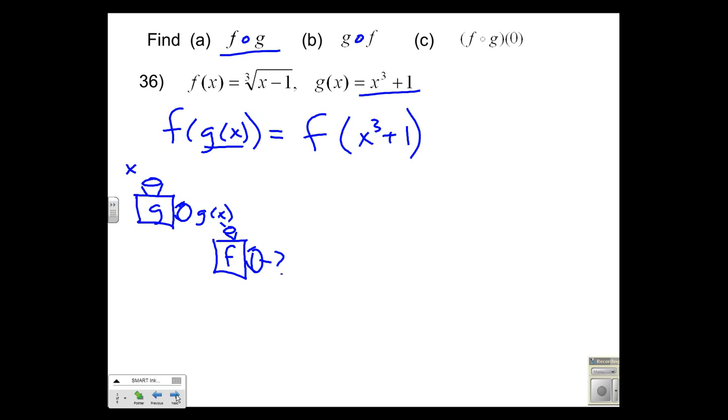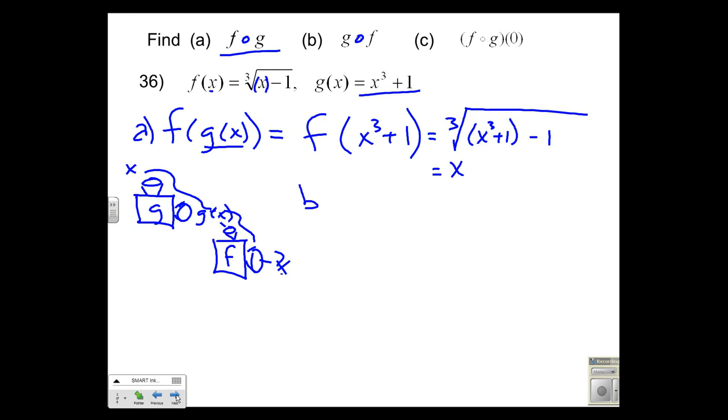And f is a factory that takes things, puts them right here, so this becomes the third root of x cubed plus 1 minus 1, which is just the third root of x to the third, which is just x. Huh. So after all this stuff happens, we just end up with plain old x. Okay, so that is part A.